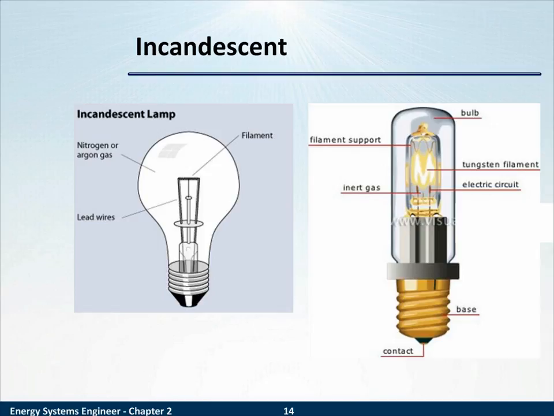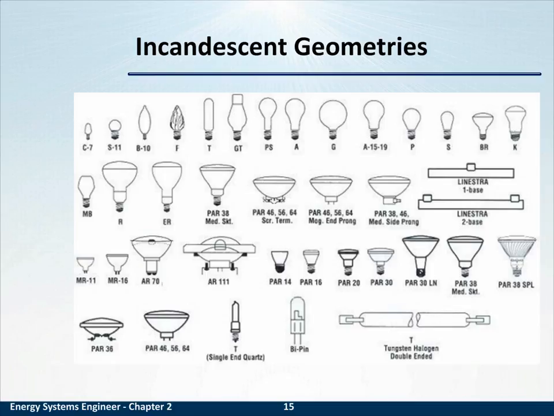Indeed, tungsten halogen can be much more expensive to buy than a standard incandescent lamp. But because of this built-in efficiency, it's much less expensive to operate. The purpose of this graphic is just to illustrate the diversity of lamp geometry.